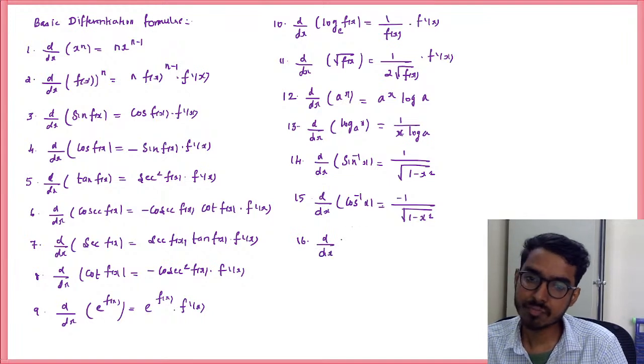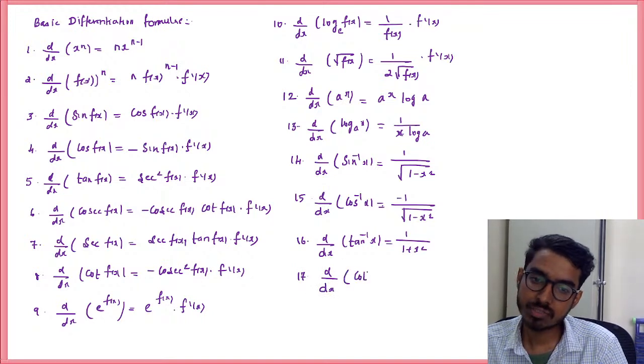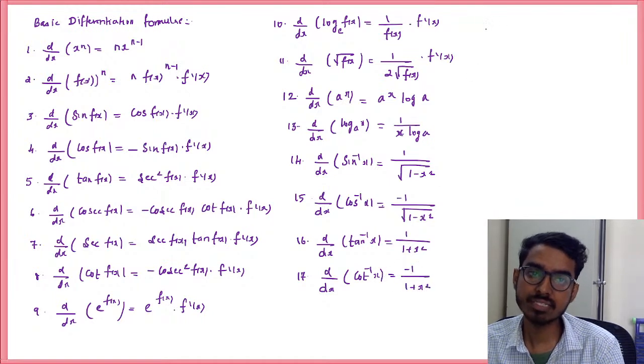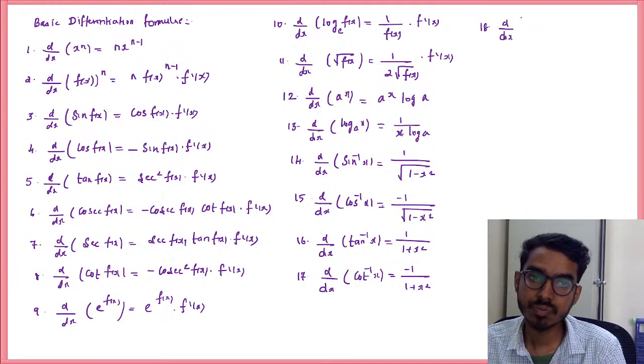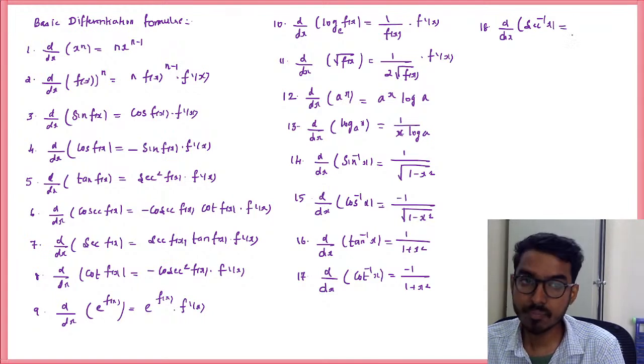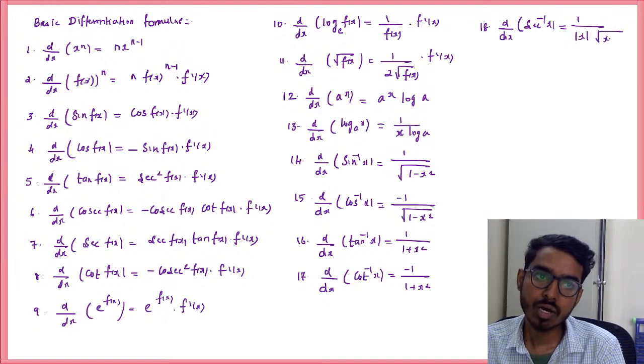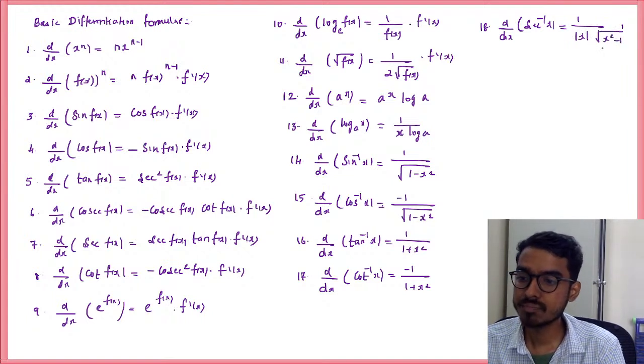d by dx of tan inverse of x, right? Will be 1 divided by 1 plus x square. d by dx of cot inverse of x will be minus 1 divided by 1 plus x square. d by dx of secant inverse of x, right? So secant inverse of x will be 1 divided by mod x into root of x square minus 1.